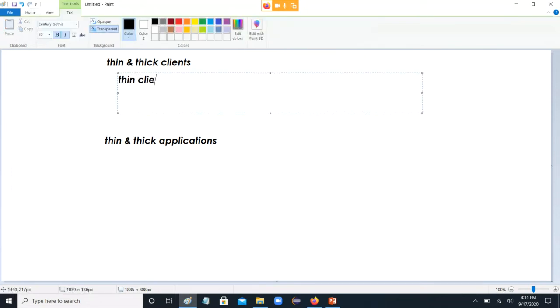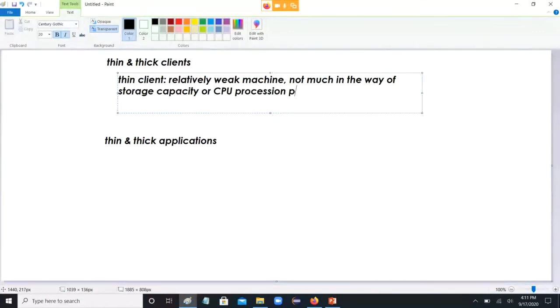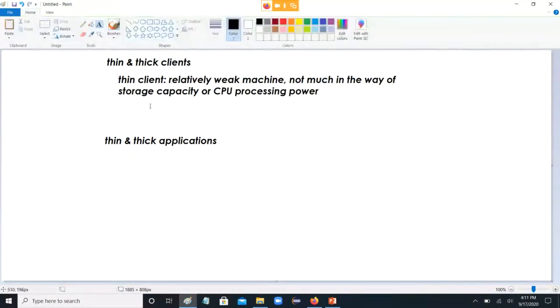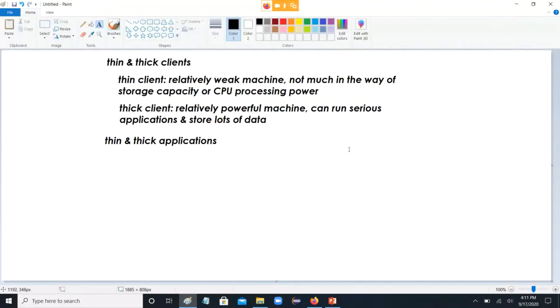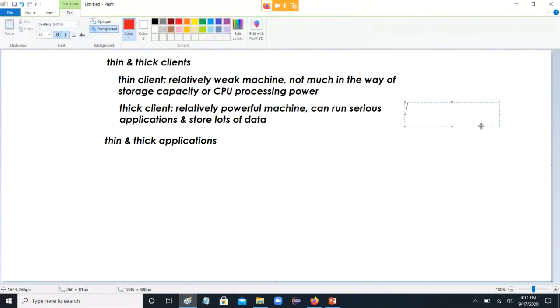So a thin client is a relatively weak machine. Not much in the way of storage capacity or CPU processing power. It can't run big applications or store the data. A thick client is a relatively powerful machine that can run serious applications and store lots of data. Now thin versus thick, clearly these are relative terms, relative between machines, relative over time. But that's what we mean.